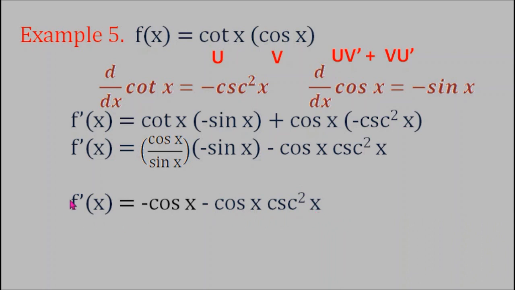This could be our answer, but in calculus we always write our answer in factored form. We have negative cosecant x on our first term and also negative cosecant x on our second term. So that gives us negative cosecant x times the quantity 1 plus cosecant squared x. So this is our answer.